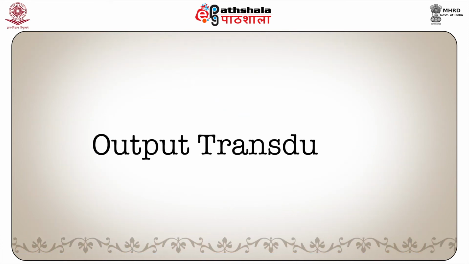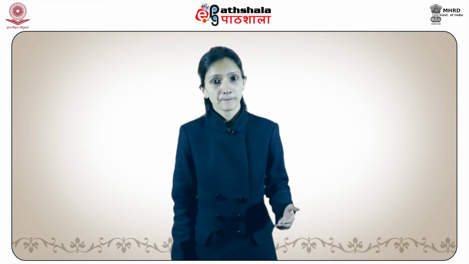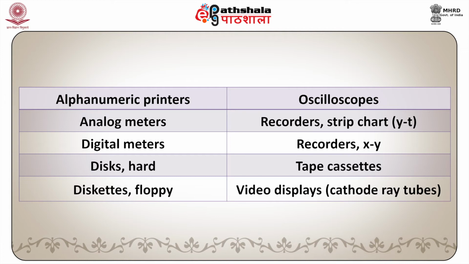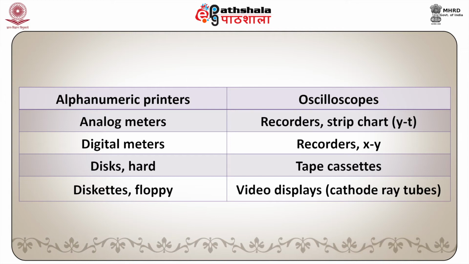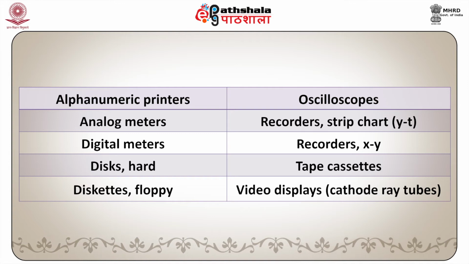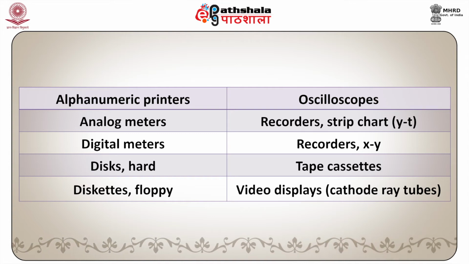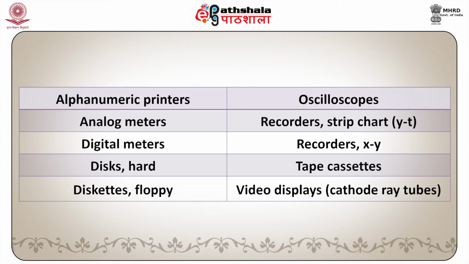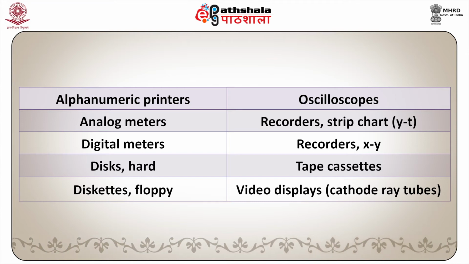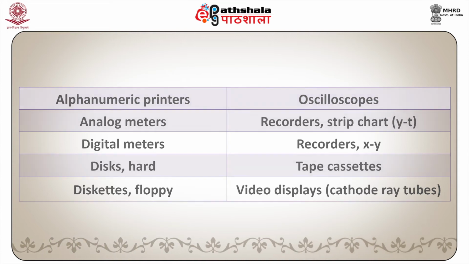Output transducers. The final instrument component, the output transducer, converts the modified electrical signal into information in a form useful to the analyst. This information may be displayed or recorded in either analog or digital form by a number of devices. Some output transducers are alphanumeric printers, oscilloscopes, analog meters, recorders such as strip chart recorders, digital meters, recorders, hard disks, tape cassettes, diskettes and floppies, and video displays like cathode ray tubes.